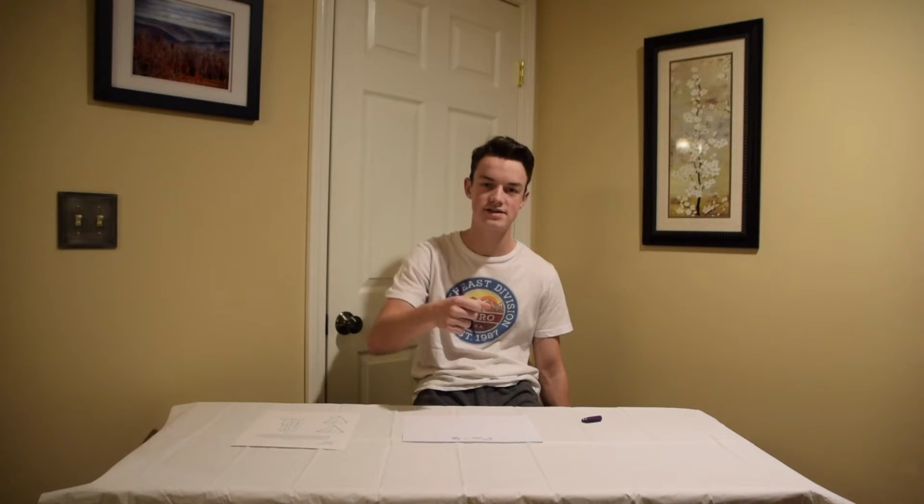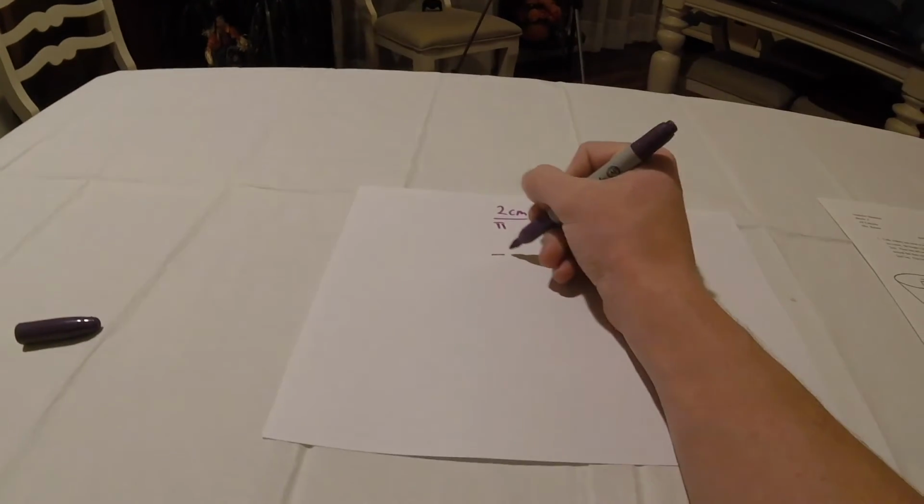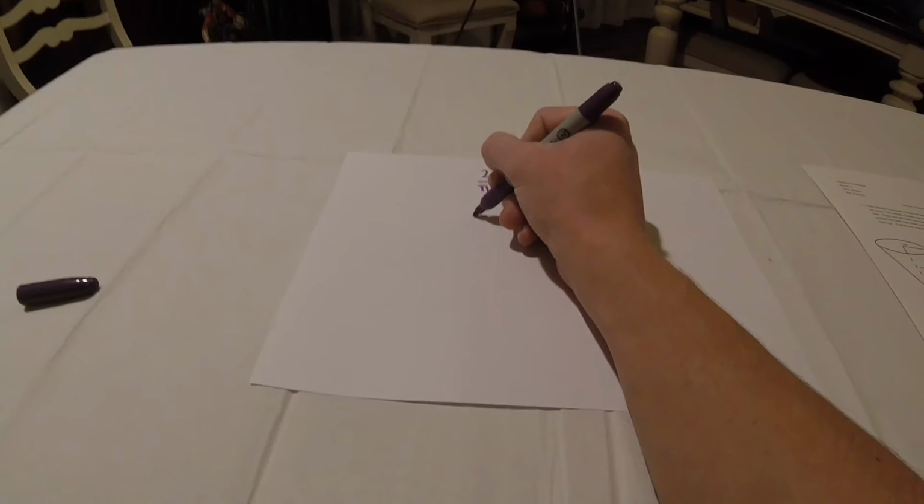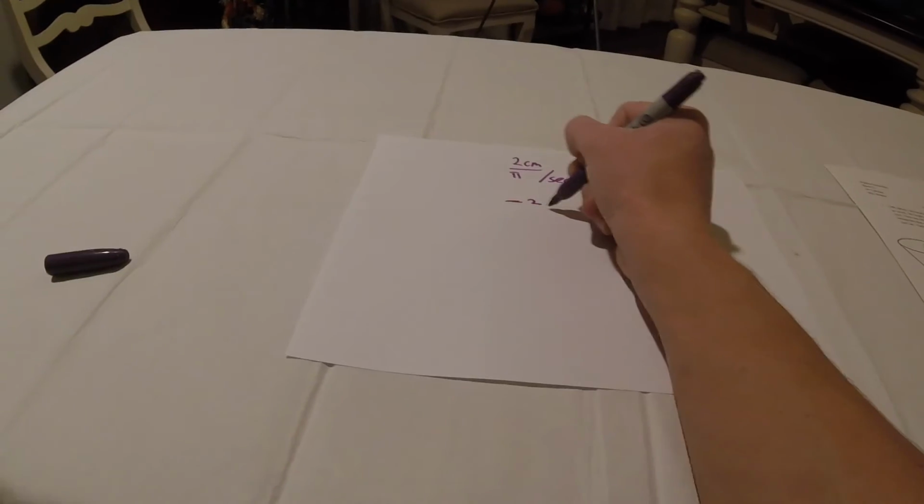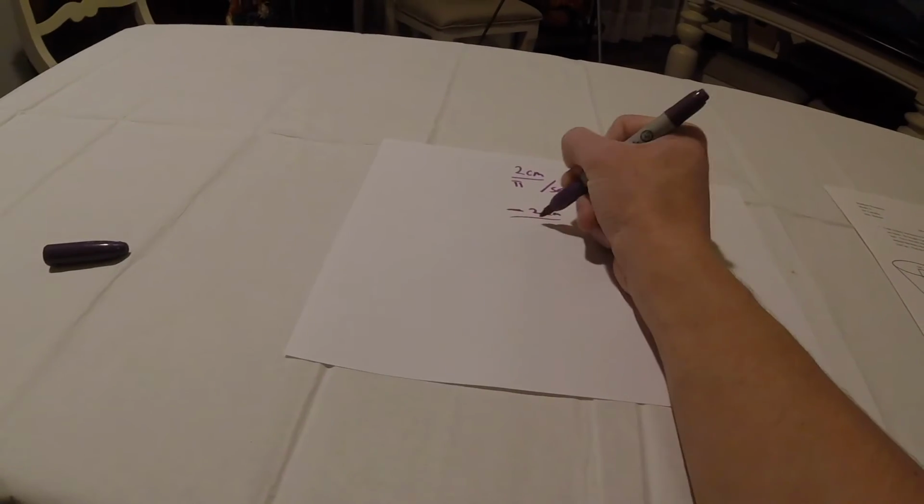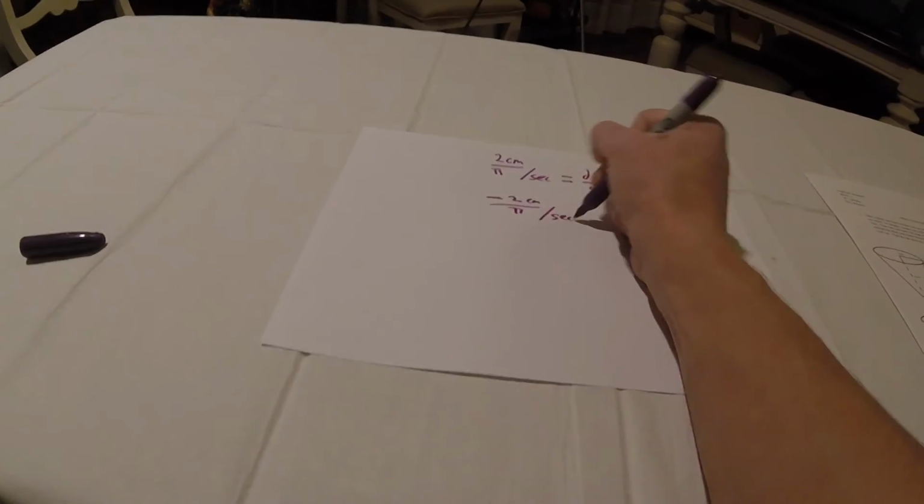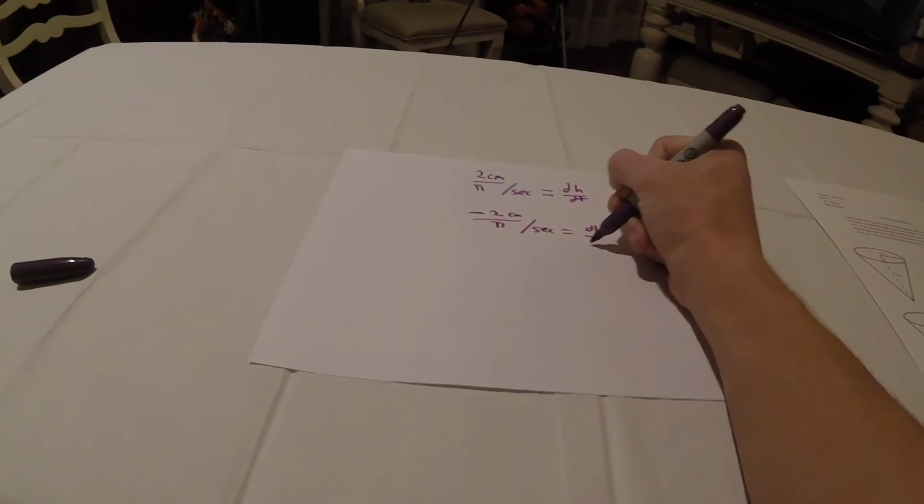So since the ice cream is leaking out and going down the cone, the answer is going to be negative. Negative 2 centimeters over pi per second equals dh over dt. Now you have found the rate at which the height is changing when ice cream is leaking out of Johnny's ice cream cone.